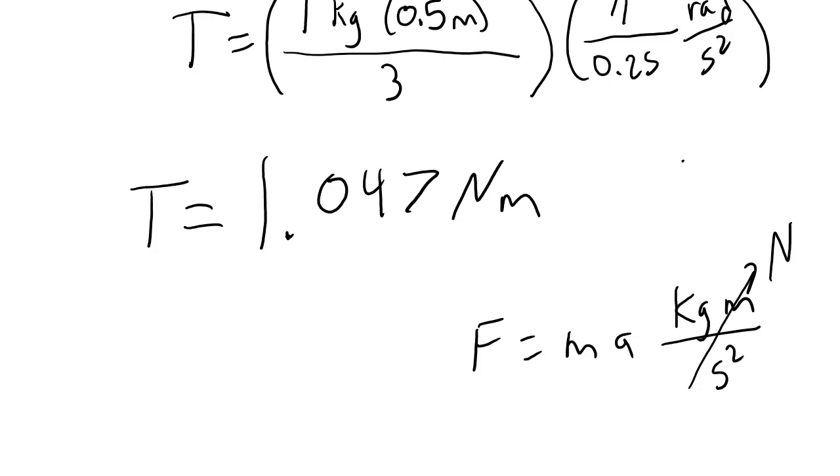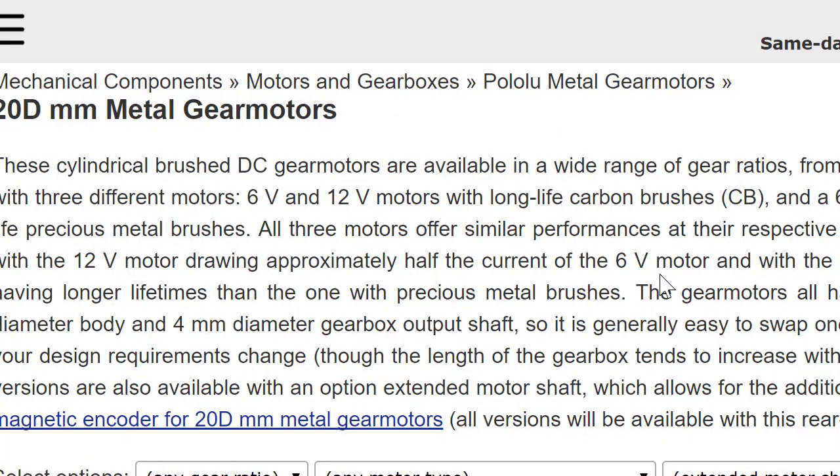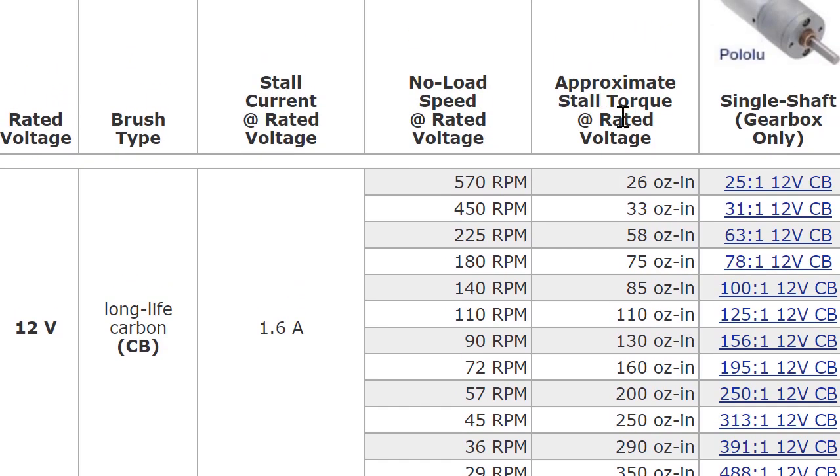So how hard would it be to find a motor with this amount of torque? Let's take a look at some motors. Here I am at a website called Payload that sells many different kinds of motors, and they're well documented. Let's take a look at one of these categories of motors. Here we have a set of motors with different gearboxes where they've given the no load speed and the stall torque listed here. The stall torque is given in units of ounce inches.